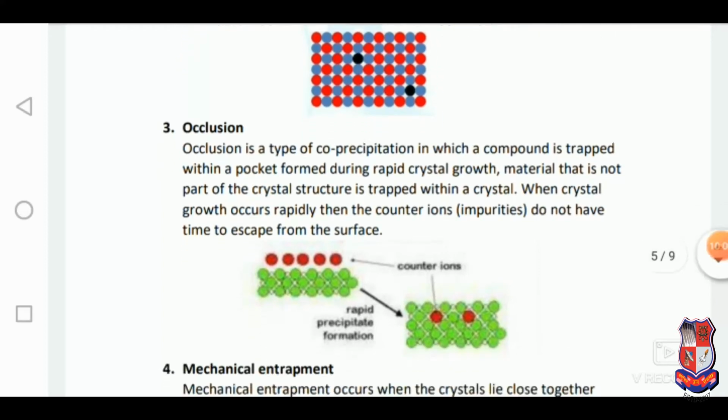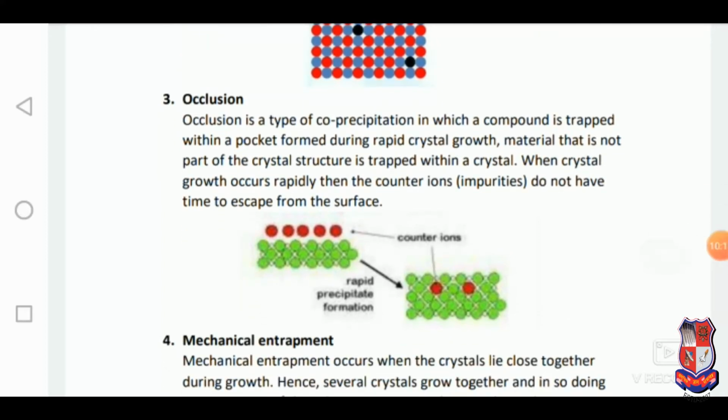The third one is occlusion. In the diagram, you can see the counter ion is fixed in the position of the molecules of the precipitate. Instead of a pure precipitate, we are getting an impure precipitate because of these counter ions.